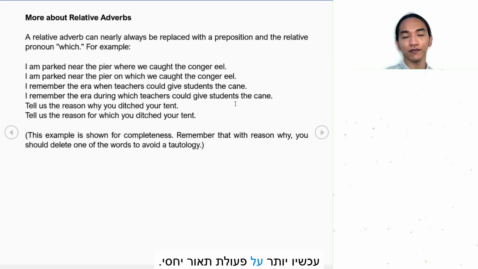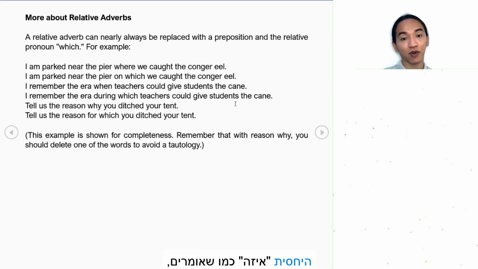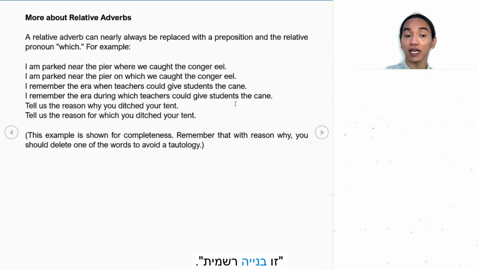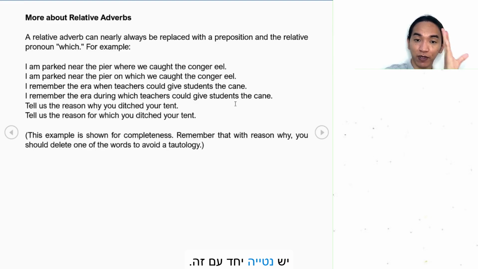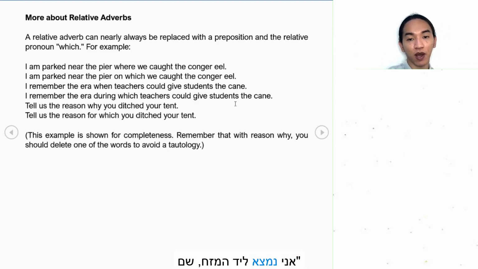Now, more about relative adverbs. So we have here that relative adverbs can nearly always be replaced with a preposition and the relative pronoun which. Just like we said, this is a formal construction. You have a preposition plus which. I am parked near the pier where we caught the conger eel. So, I am parked near the pier on which we caught the conger eel.